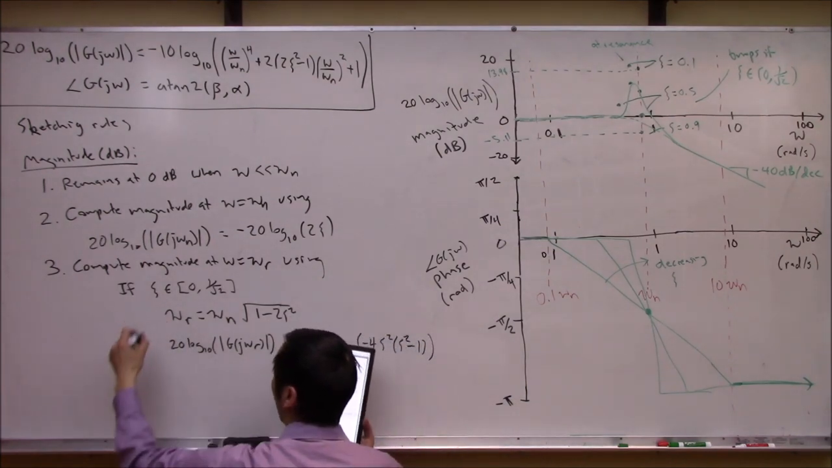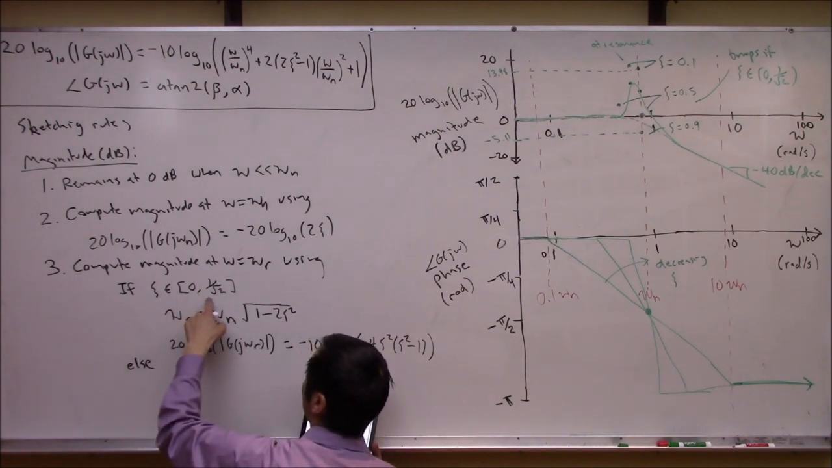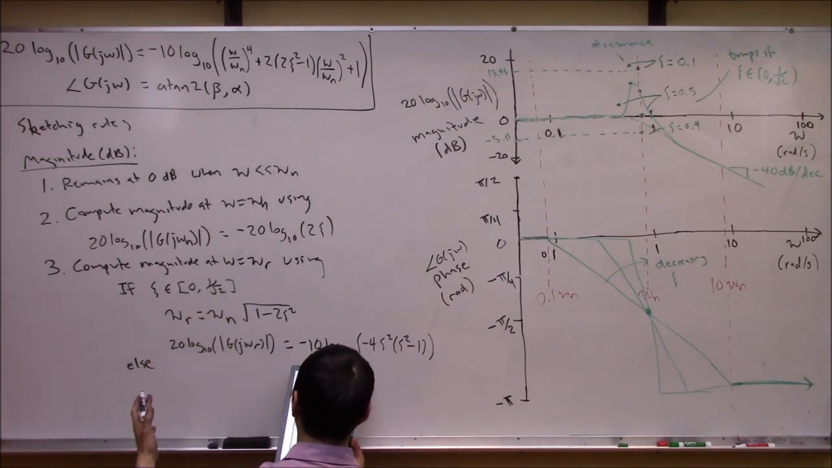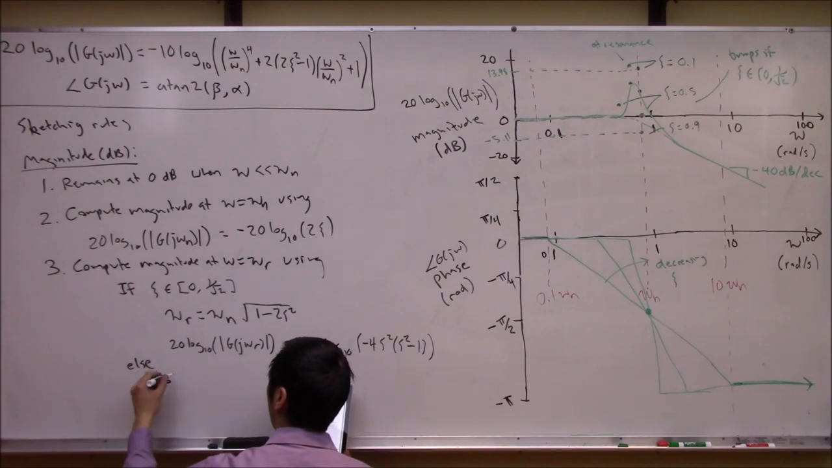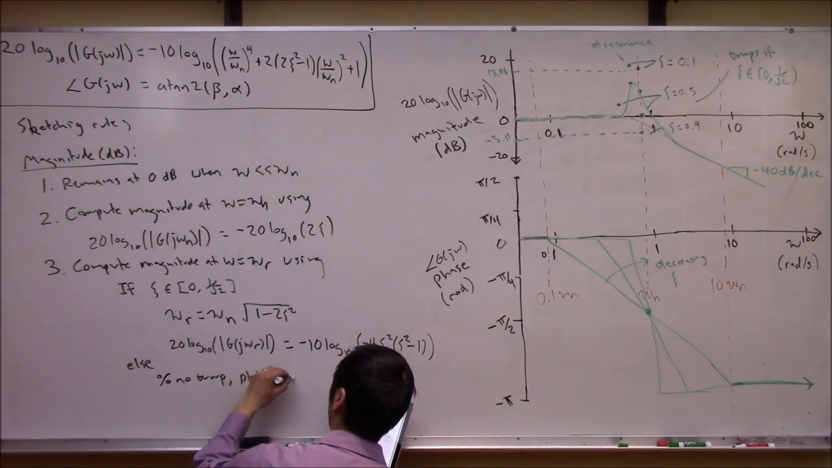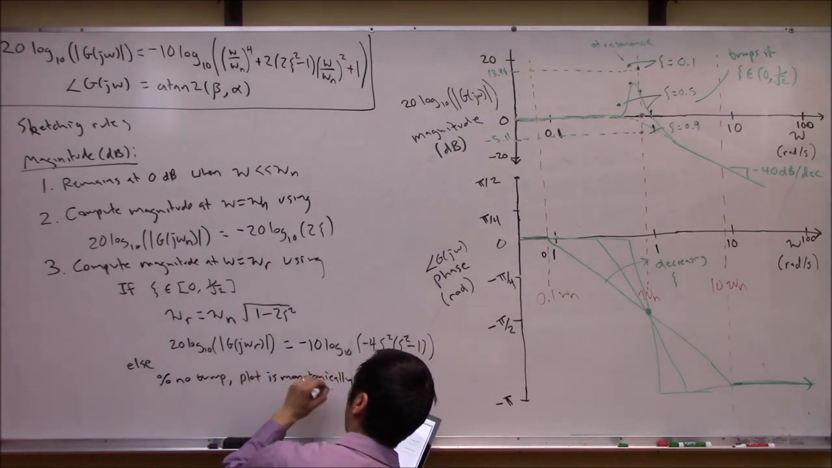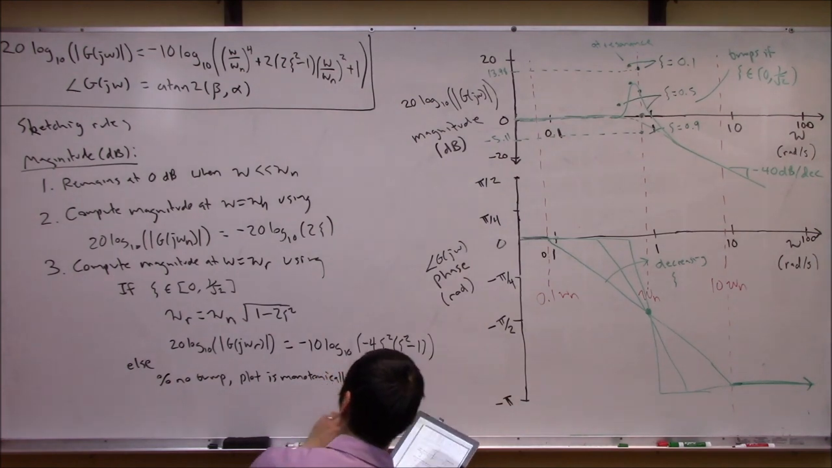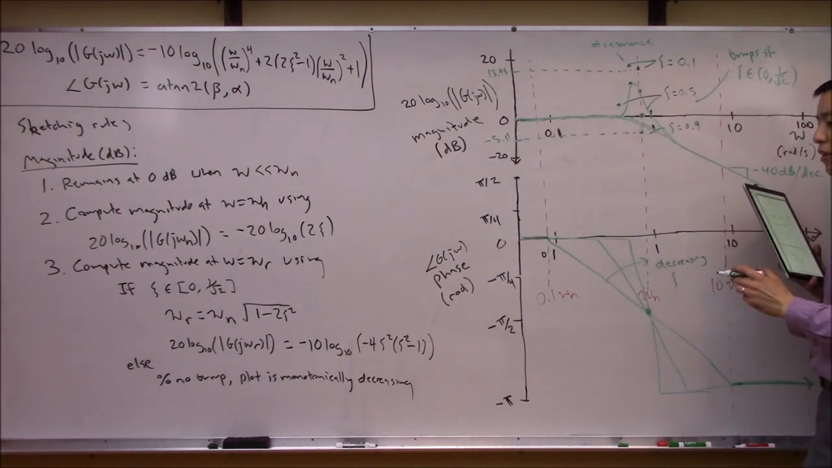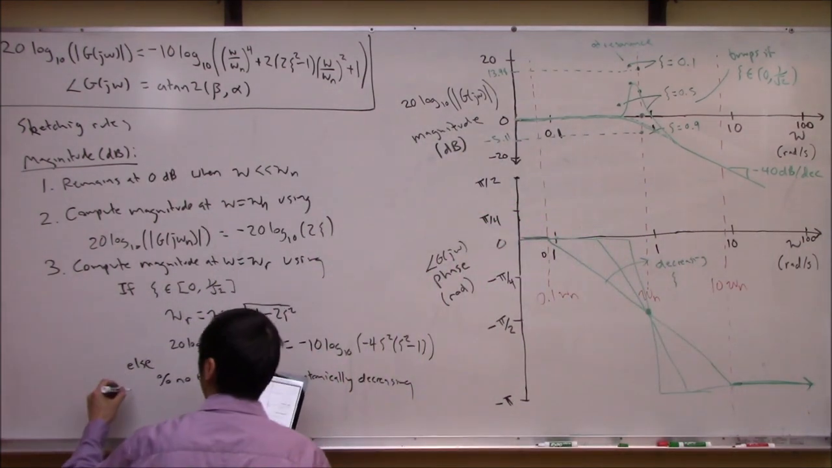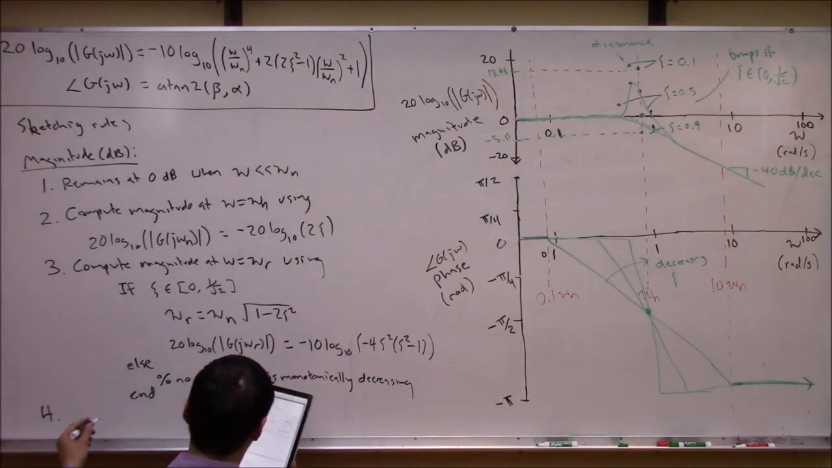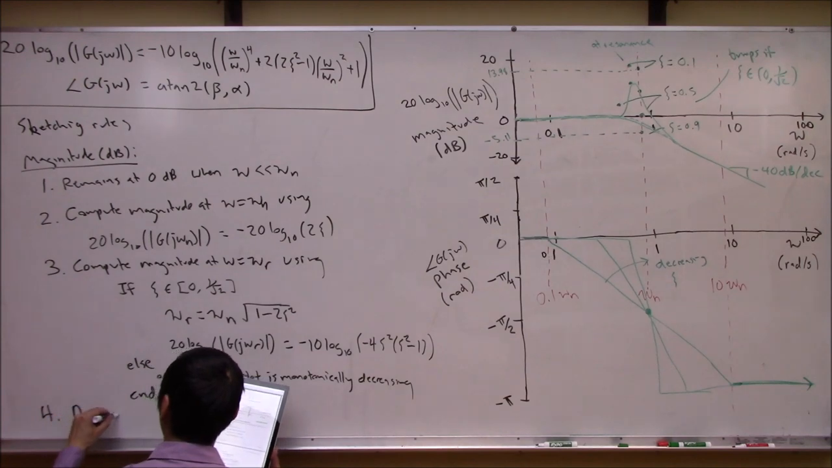Else, if the damping ratio is between 0.707 and 1, there's no bump, and the plot is just monotonically decreasing. In that situation, your plot would come across here and then keep going down. It never bumps up. Okay, great, let's end this if statement.